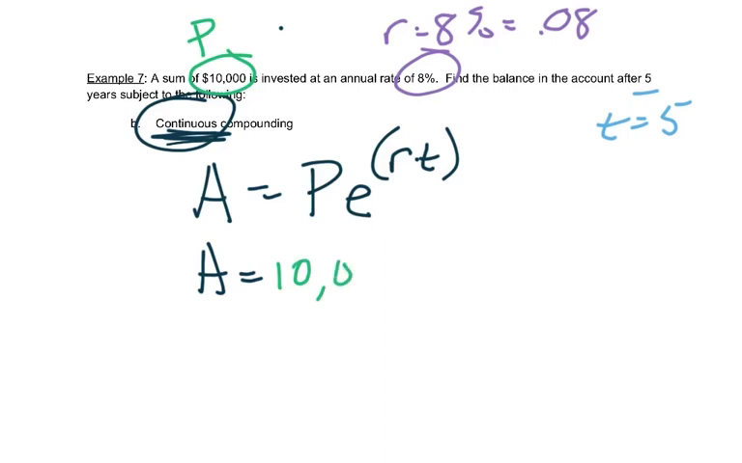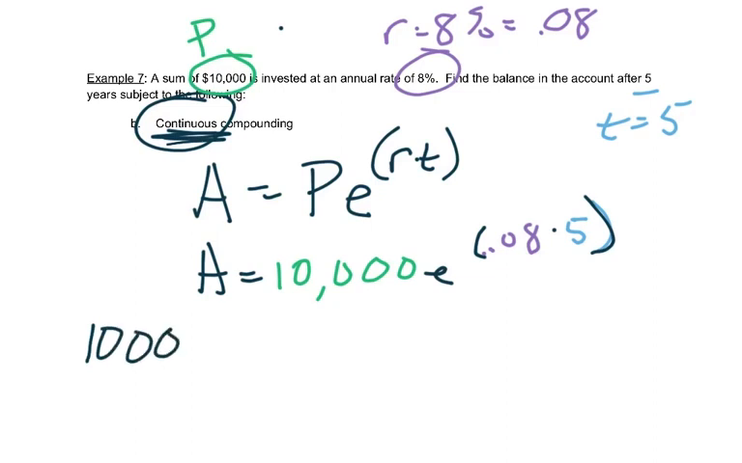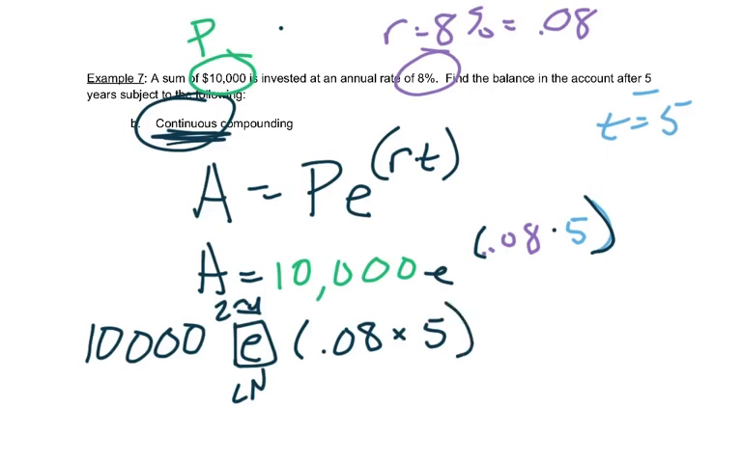So I have $10,000 times E to the power of 0.08 times 5. And again, you can type that in your calculator just like you see it. Type in 10,000, and then that E button, remember that's a second function above the LN, and it's going to put your exponent position there. Parenthesis 0.08 times 5, parenthesis, enter.